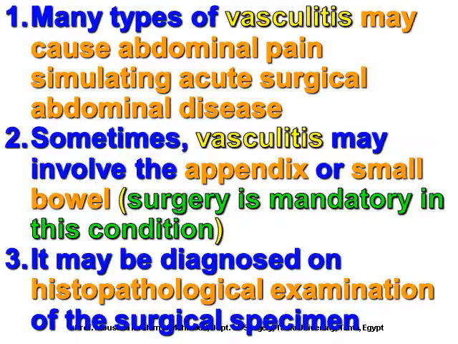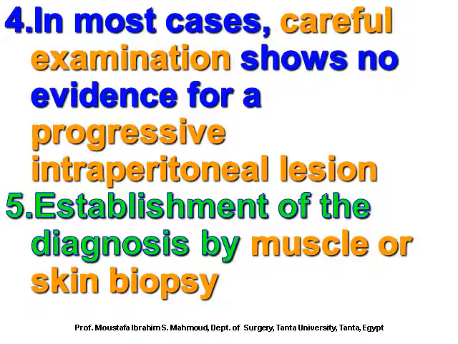Polyarteritis nodosa. Many cases of vasculitis may cause abdominal pain simulating acute surgical abdominal diseases. Sometimes vasculitis may involve the appendix or small bowel. Surgery is mandatory in such conditions. It may be diagnosed on histopathological examination of the surgical specimen. In some cases, careful examination shows no evidence for a progressive intraperitoneal lesion. Establishment of the diagnosis by muscle or skin biopsy.